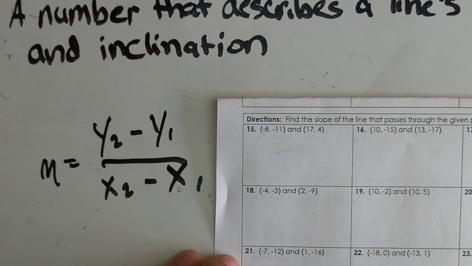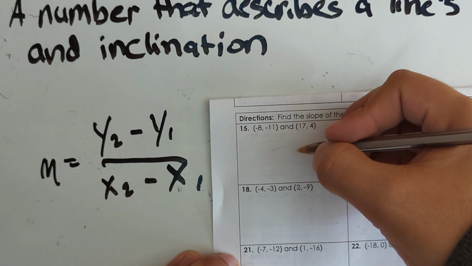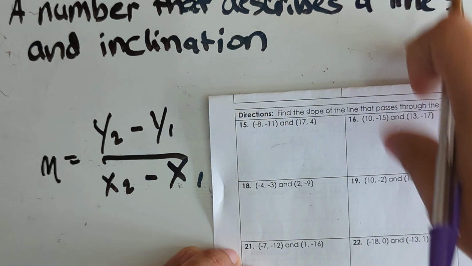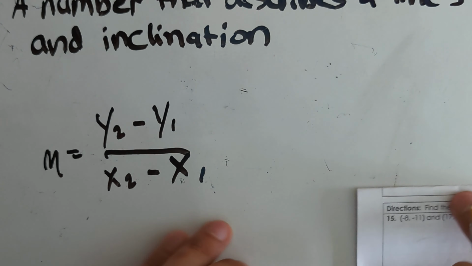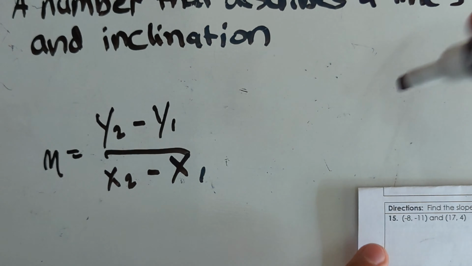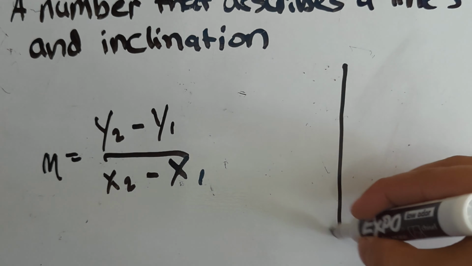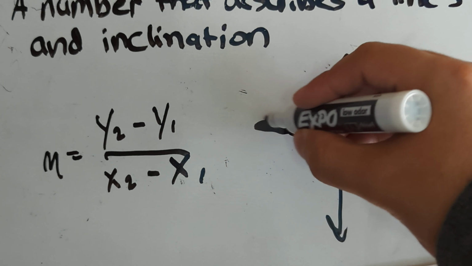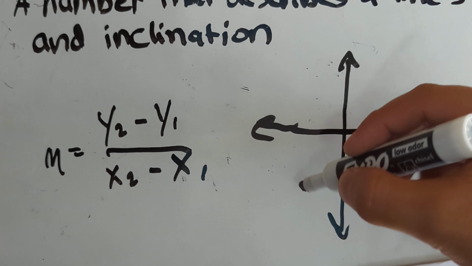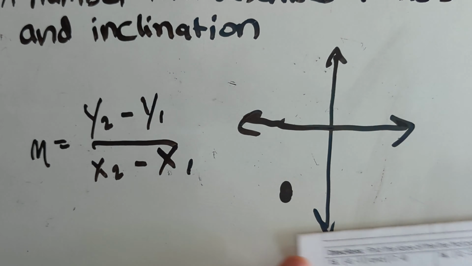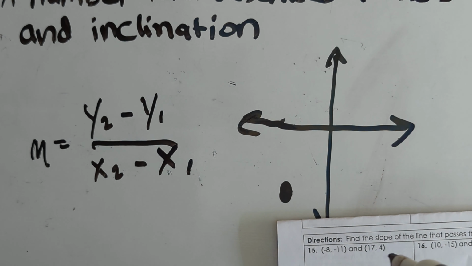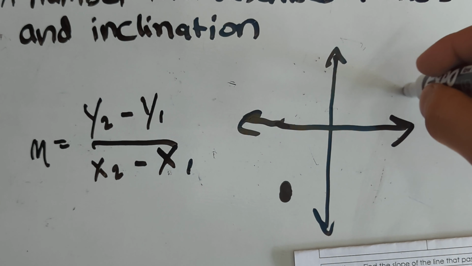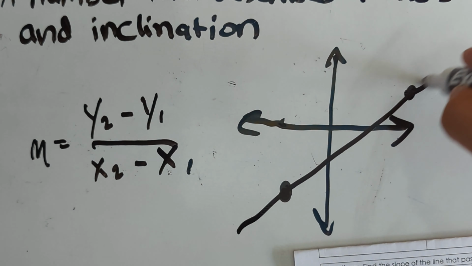So if we take a look at this one, we can see that -8, -11 is our first point. If we were to graph that, it would look something like this, more or less like this. Let's make a bad graph of this. -8 and -11 would be all the way down here somewhere. And the second point says 17 and 4. So 17 would be over here, 4 would be over here. So more or less our line would look something like this, right?